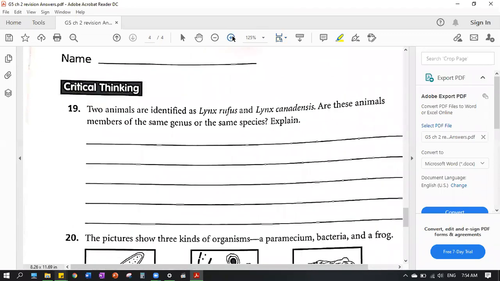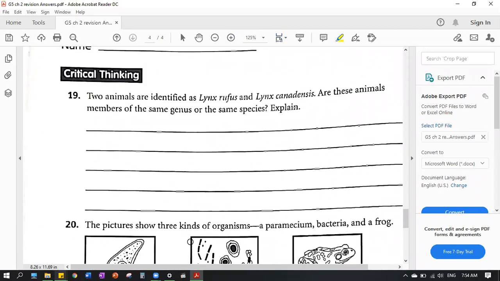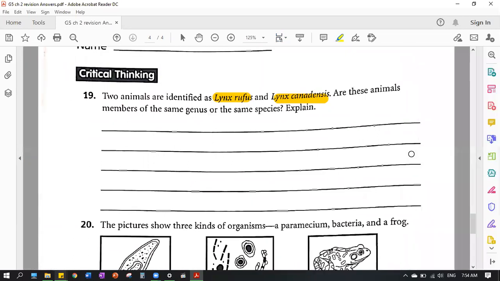Okay, so it says that two animals are identified as Lynx rufus and Lynx candidus. Are these animals members of the same genus or the same species? Can you explain this one? The same genus because Lynx is the same in both animals, and it is the name of the genus.